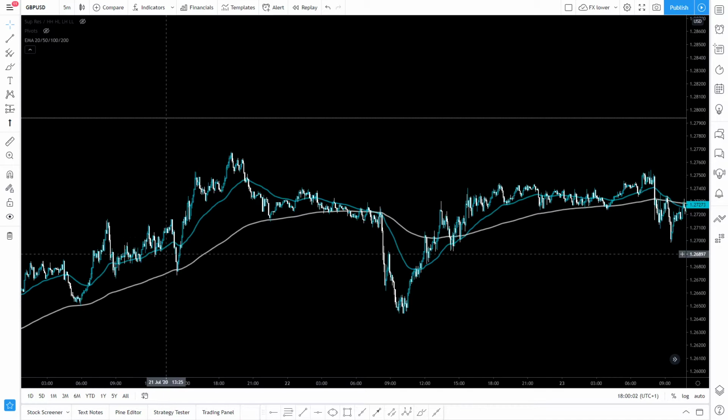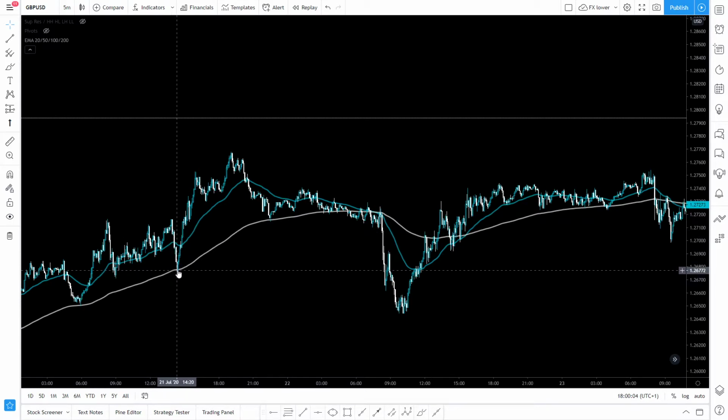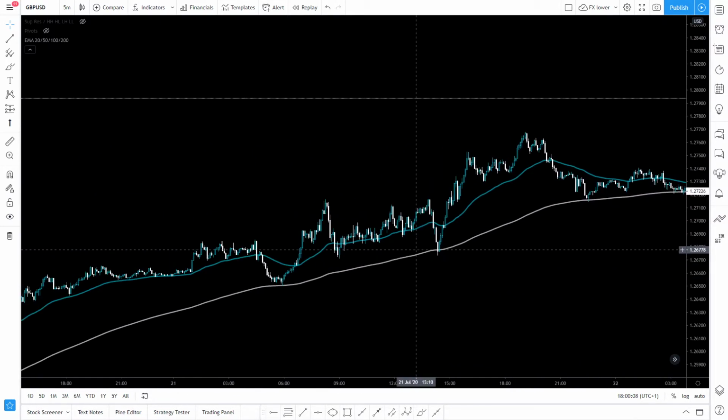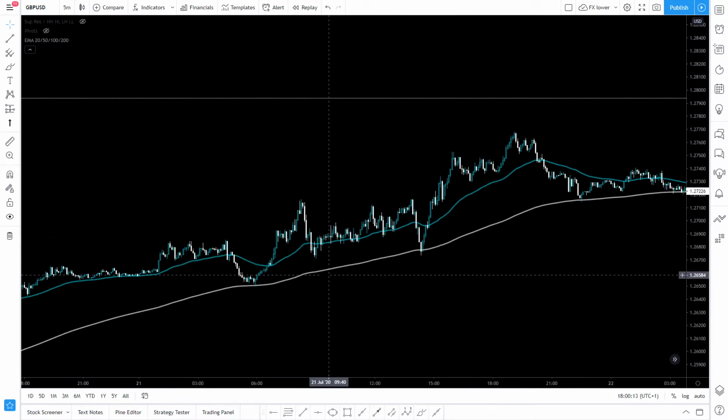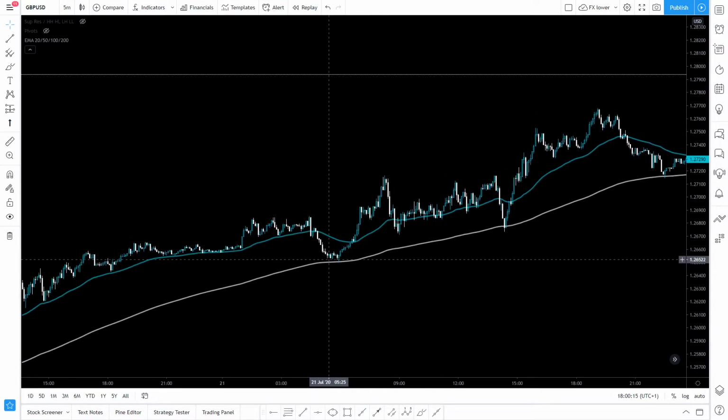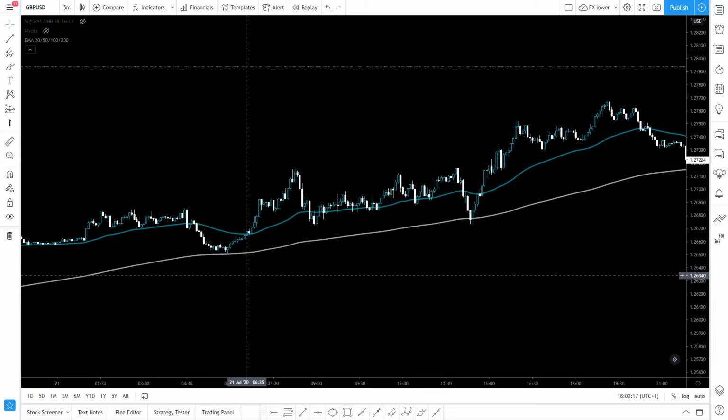So it breaks the 50, respects it, pins off the 200. There's a pin right there, and then bounces back up. So that's like my dynamic support and resistance. It moves with me. Here's another pin there.